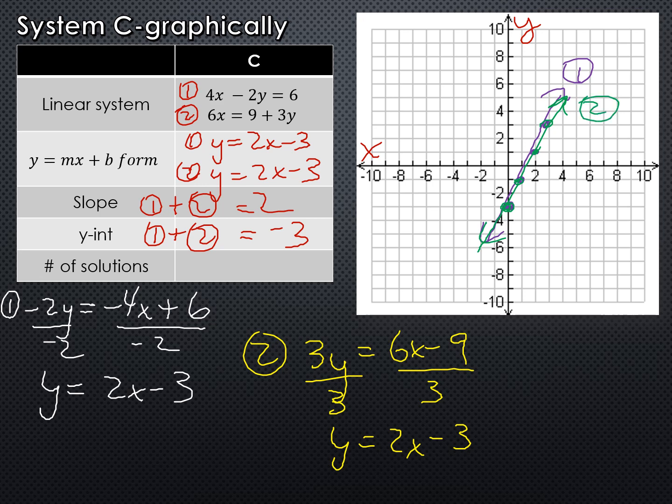Now that doesn't mean there's no solutions, because remember, solutions means, is there a point of intersection? There actually is a point of intersection. In fact, there's not just a point, there is an infinite number of points of intersection. Those two lines cross each other everywhere.